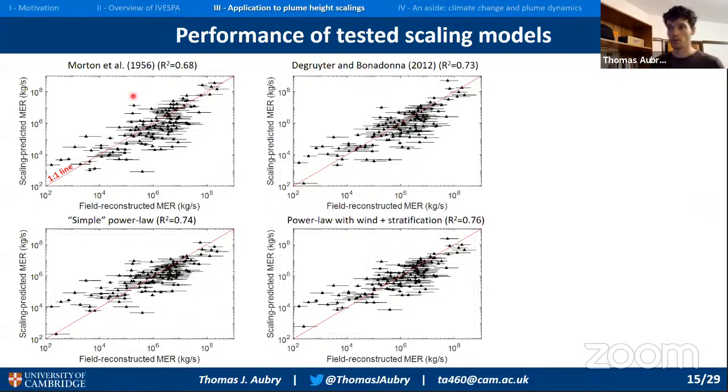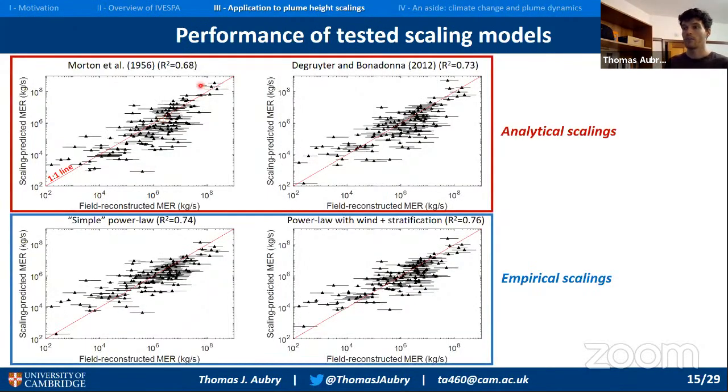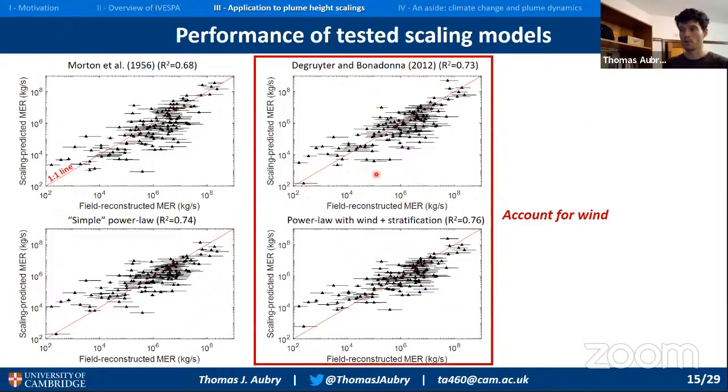And so what each of these graphs shows you, the y-axis is always the scaling predicted mass eruption rate based on the plume height. And the x-axis is the mass eruption rate in IVESPA, so derived from the field reconstructed mass of tephra and duration. And then the red line is always the 1:1 line. And so again, the top 2 scalings are analytical scalings, whereas the bottom 2 are empirical scalings. And then the 2 right scalings do account for wind, whereas the other ones don't. The top left one accounts for stratification.